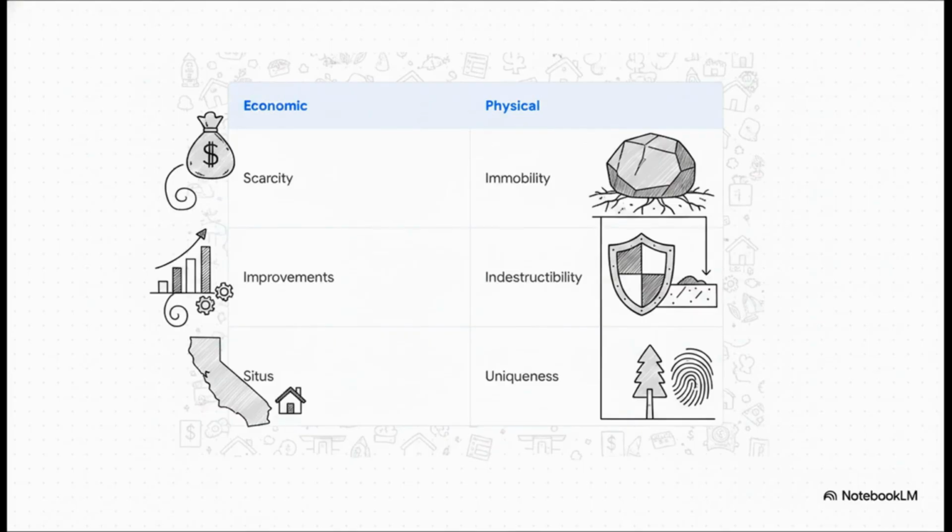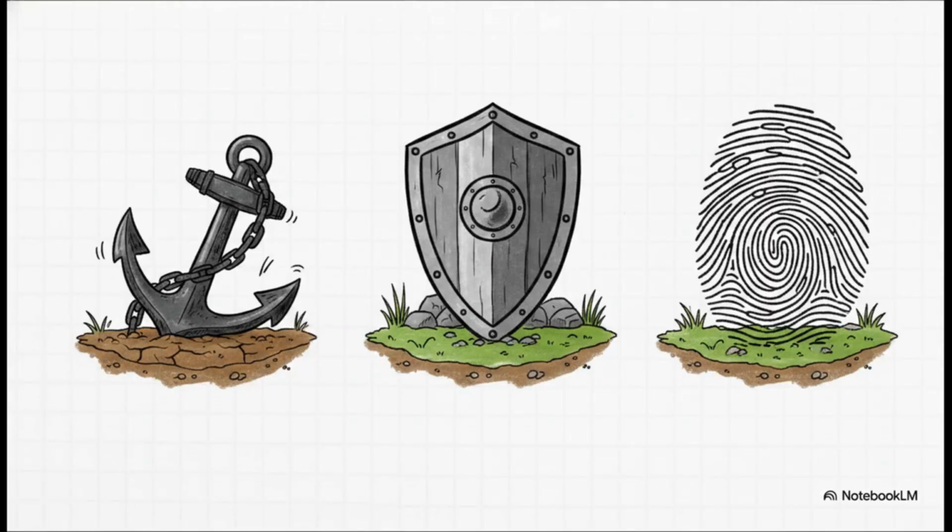Physical characteristics, conversely, define the unchangeable reality of the land itself. The land cannot be moved, it cannot be destroyed, and no 2 parcels are exactly alike. For your exam, you'll want to focus heavily on those physical traits. Here's a handy memory aid. Remember IIU: immobility, indestructibility, and uniqueness. Land stays right where it is, it lasts forever, and every single piece is distinctly unique. Lock in IIU and you'll quickly identify physical characteristics on test day.